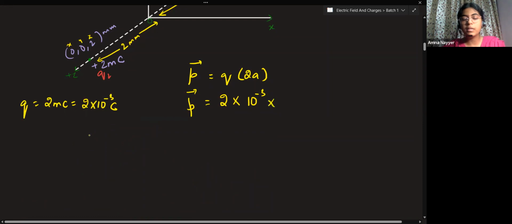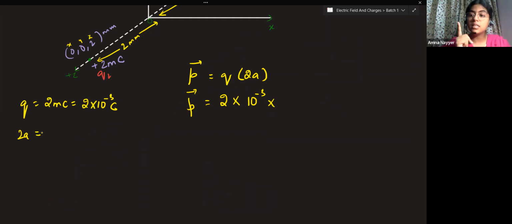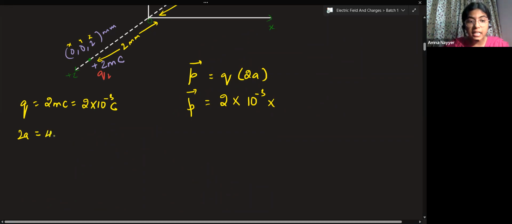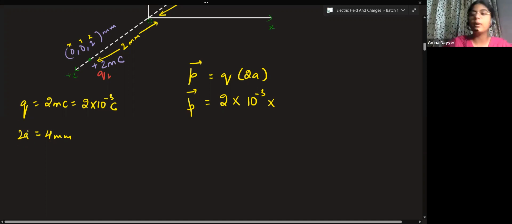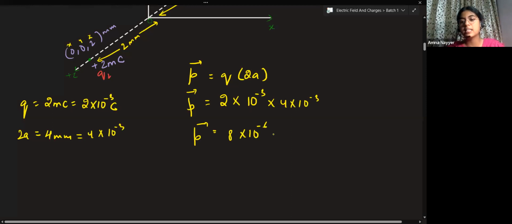Again, we cannot write 4 millimeters. So 2A. 2A is the separation between the two charges that we have to take. So if the separation between the two charges is coming as 4 millimeter, we'll directly write this as 4 millimeter. 2A doesn't mean that you will double 4 millimeters and write it as 8 millimeters. You just have to see the separation between the two charges, whatever it be. Just equate it to 2A. Means your separation between the charges is 4 millimeters, that is 4 into 10 to the power minus 3. This gives 8 into 10 to the power minus 6 coulomb meter.